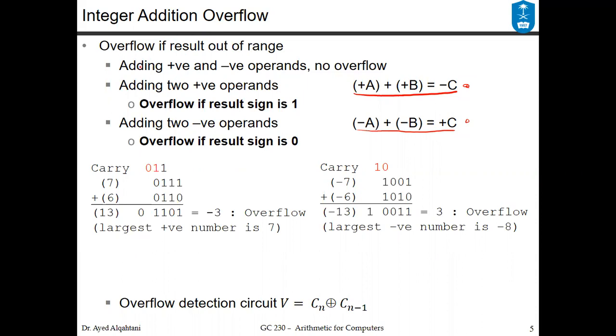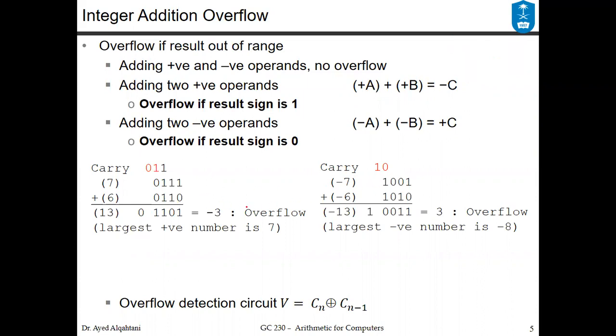And if you add two numbers, one of them positive and the other negative, there will be no overflow. Now, it's important to know that if you have a positive number or a negative number, you directly know this from the most significant bit. If the most significant bit is 1, then the number is negative. If the most significant bit is 0, then the number is positive. And here are two examples.